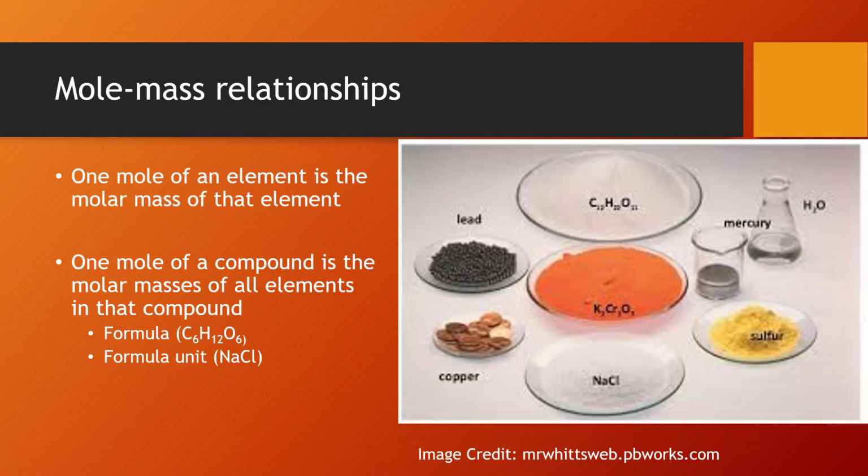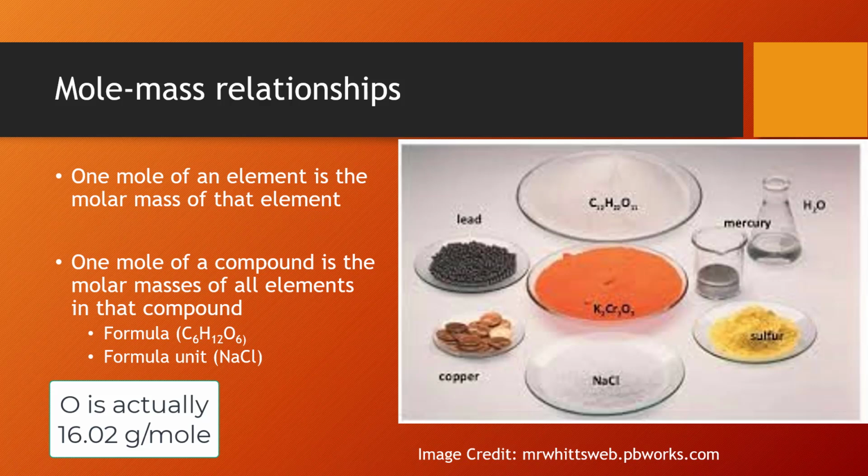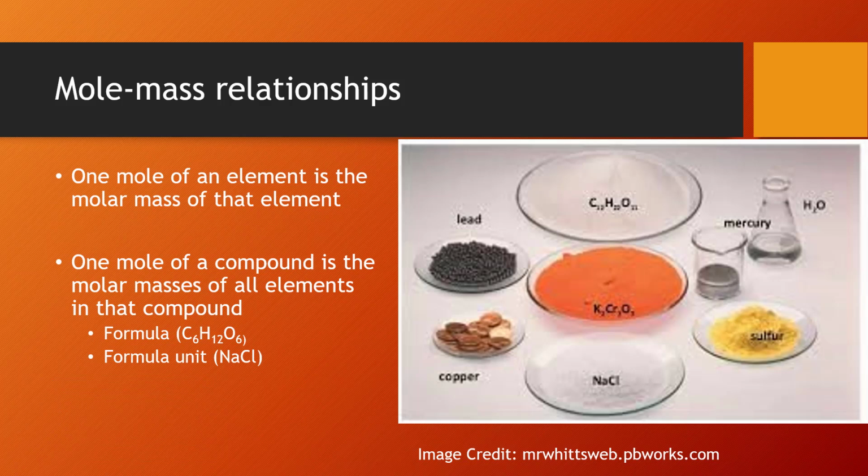So 1 mole of a compound, though, is the molar masses of all elements in that compound added together. So you're going to multiply by these subscripts. So if you want to do C6H12O6, which is glucose, then you want to do C6, which is 6 times 12.011. H12, that'd be 12 times 1.0079, and then O6, which is 15.99 times 6, because 15.99 is the molar mass of oxygen. So put all those together and you're going to get the mass of 1 mole of C6H12O6.